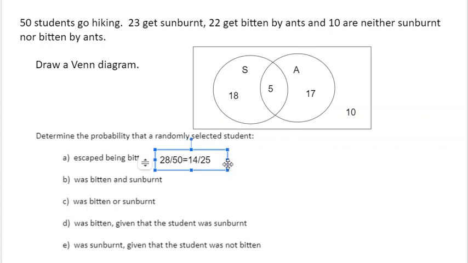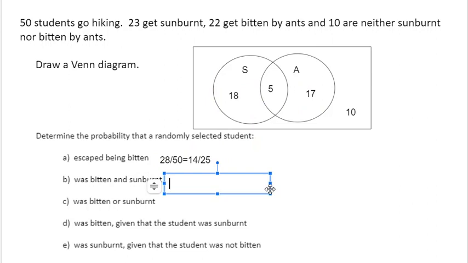Good. Probability a student was both bitten and sunburnt. Poor kids. How many were both? And, yeah, very good. 5 out of 50. 1 out of 10.